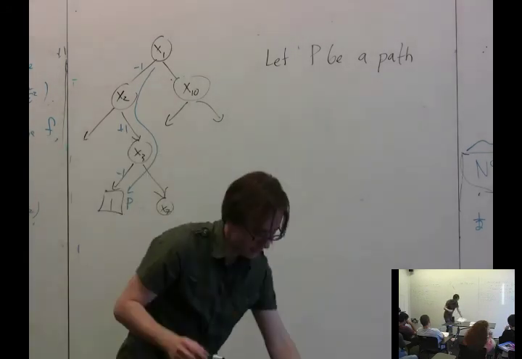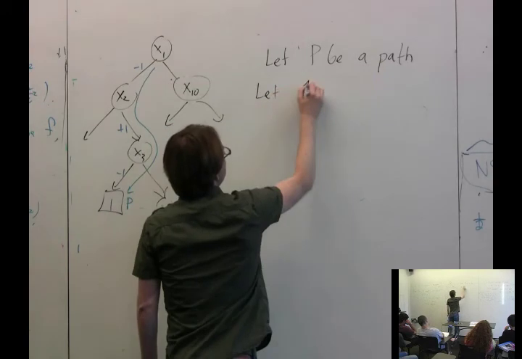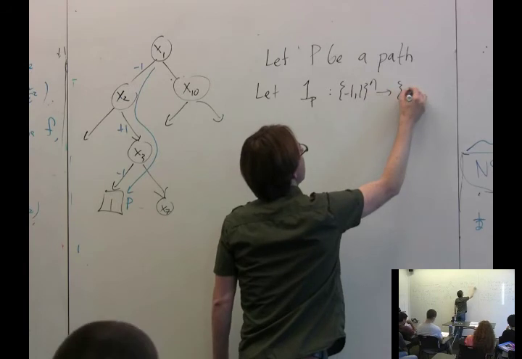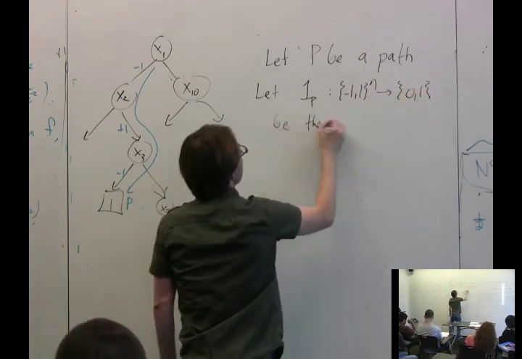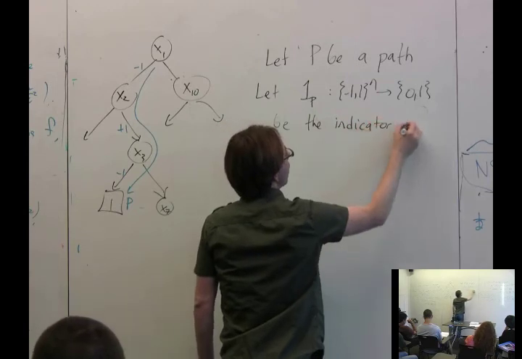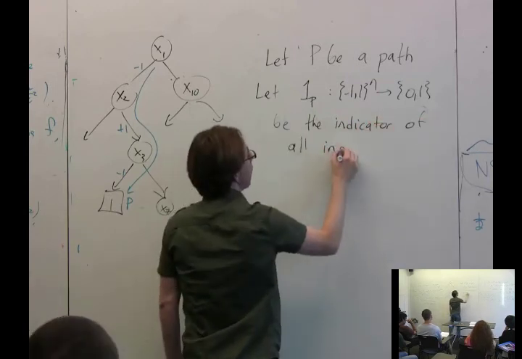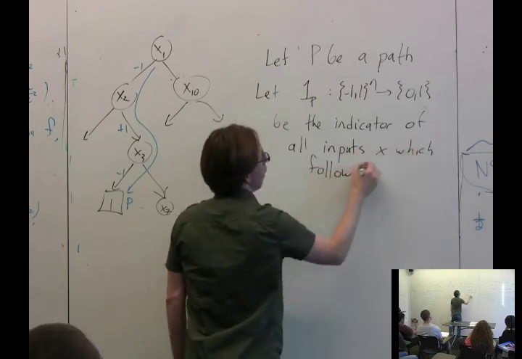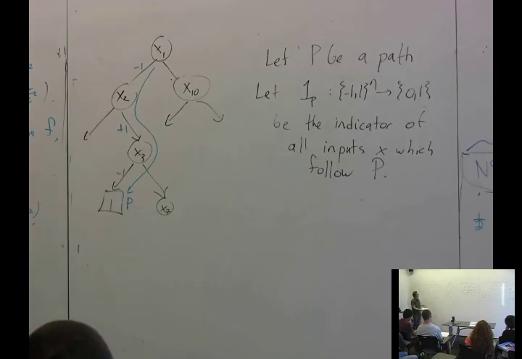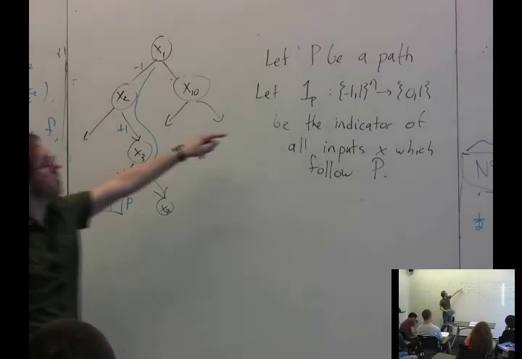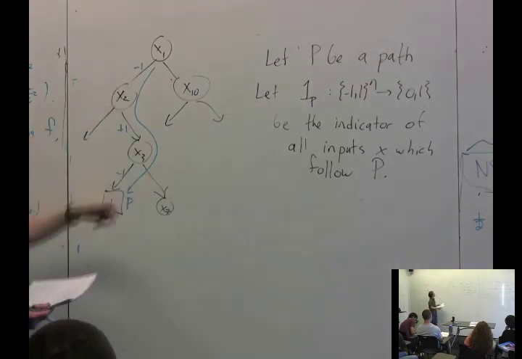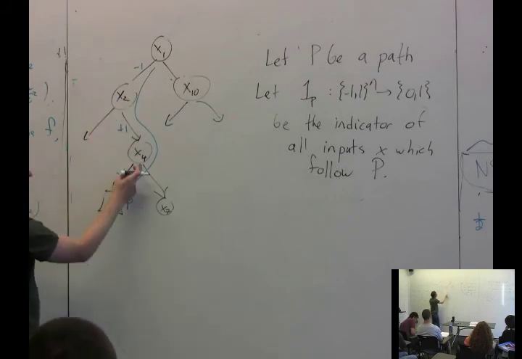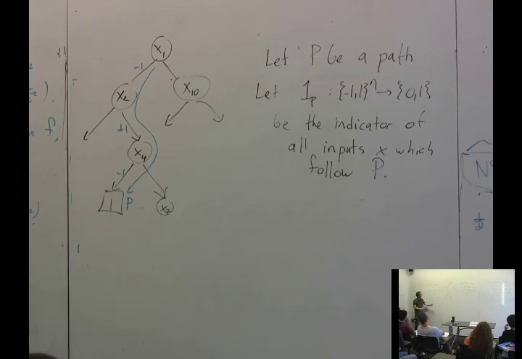And let 1_P be the indicator function, let me use range 0, 1, of all the inputs x which follow the path P. So in this particular picture, this is the function which is the 0, 1 indicator of all strings that have, let me make this x4 for fun, x1 equal to -1, x2 equal to +1, and x4 equal to -1. So far I haven't said anything about the leaf value.